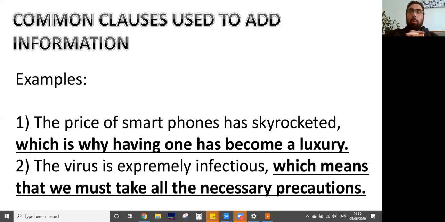Number 2, which means, so we're explaining here: the virus is extremely infectious, which means that we must take all the necessary precautions.